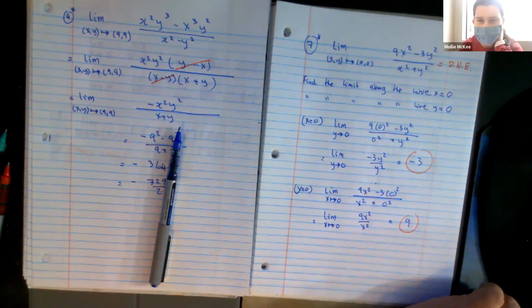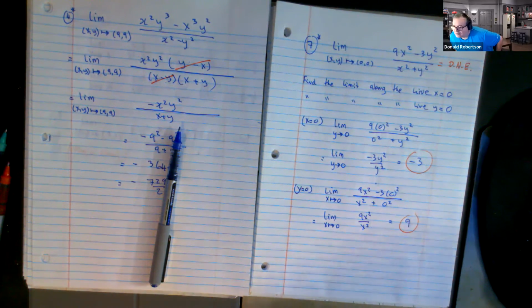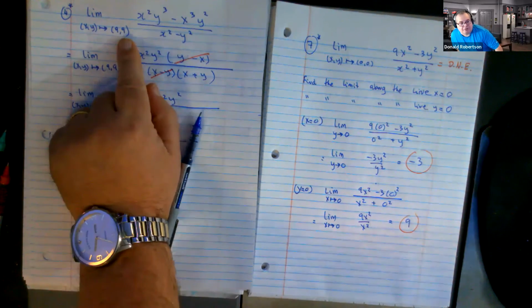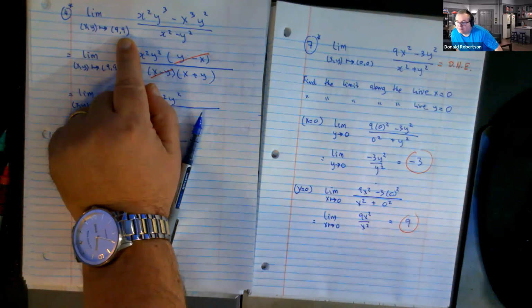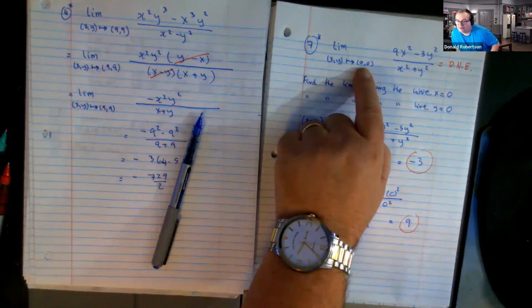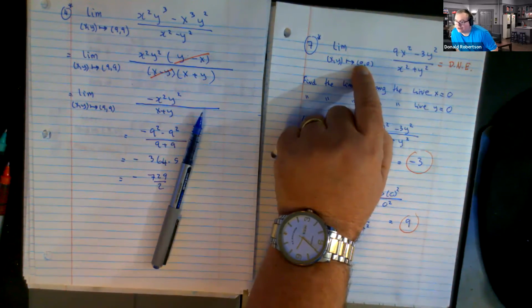Do you use that strategy if you were just really lazy and didn't want to do the work of simplifying? Could you use this strategy of putting x equal to 0 and y equal to 0 on the example of number 4? Well, you couldn't do it because the limit you're looking for is 9,9. So this strategy that I'm telling you about is only for a special situation where you're going to 0, 0.